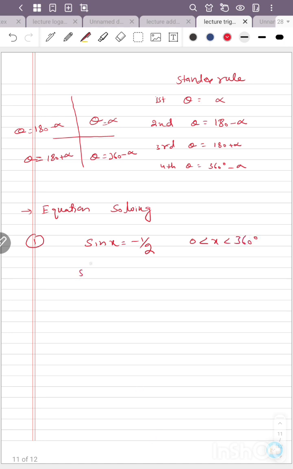Here students, we write alpha equals sine inverse of 1 by 2. Why am I writing 1 by 2? I'm not writing minus 1 by 2 because we have to ignore the sign; this is our basic angle.